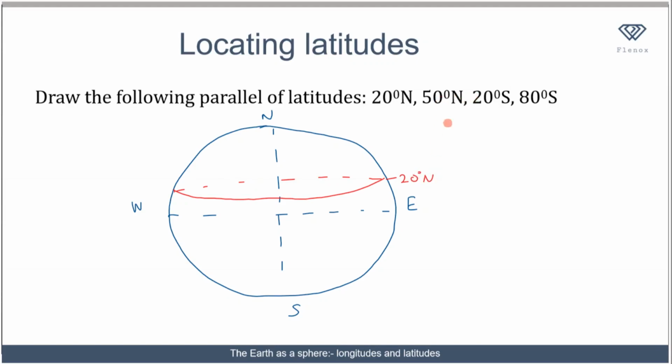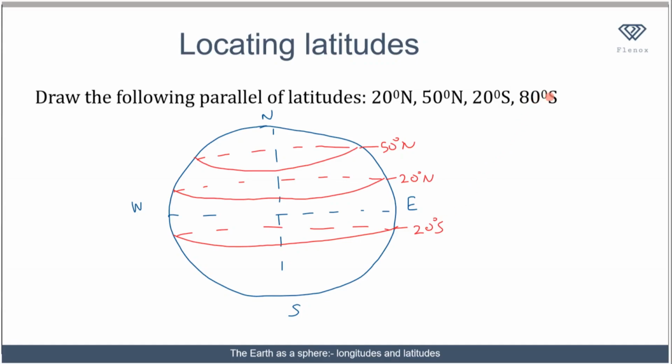What about 50 degrees north? 50 degrees north is going to be higher because here represents 0 and 50 is above 20, so it's going to be higher here. So at this point over here, I have my 50 degrees north. What about my 20 degrees south? My 20 degrees south is going to lie closer to the equator but towards the southern direction. So it's going to be somewhere here. So this line over here represents my 20 degrees south.